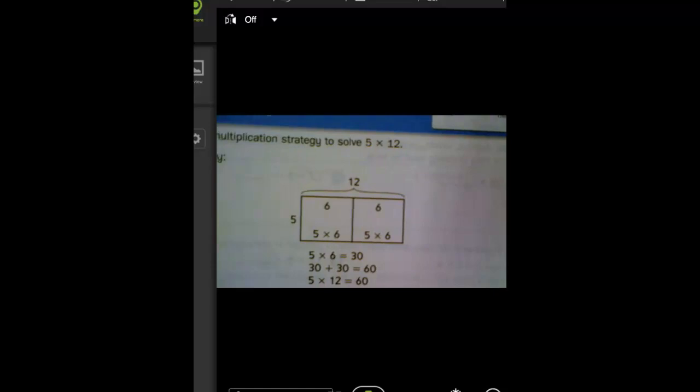Here is her strategy. Okay, so I know that she's multiplying 5 times 12. Here's my 12, how wide it is. My 5 is over here. It looks to me that she broke the 12 apart because I can see that she drew a line. So she broke 12 apart into 6 and 6. She used doubling. She knew that 6 and 6 added up to 12, the same thing. We know how to do this.